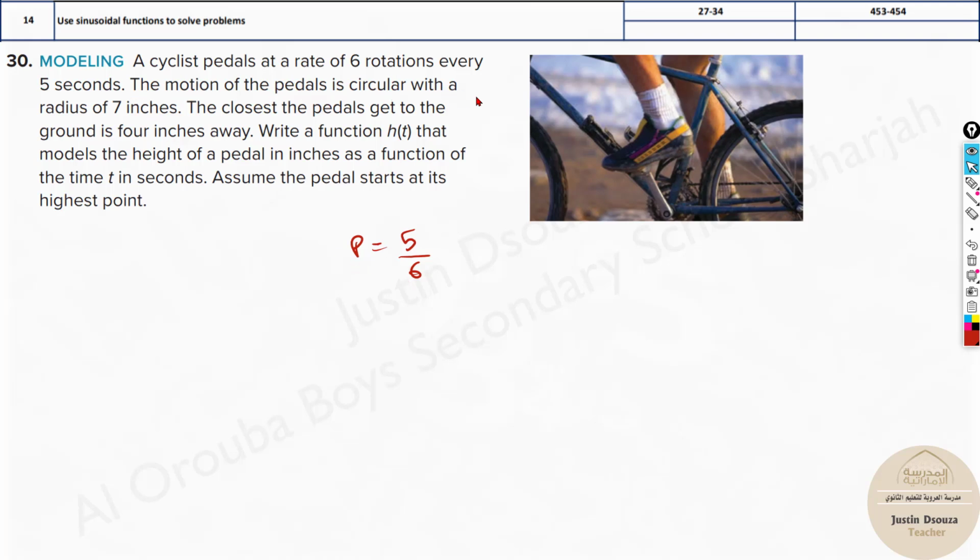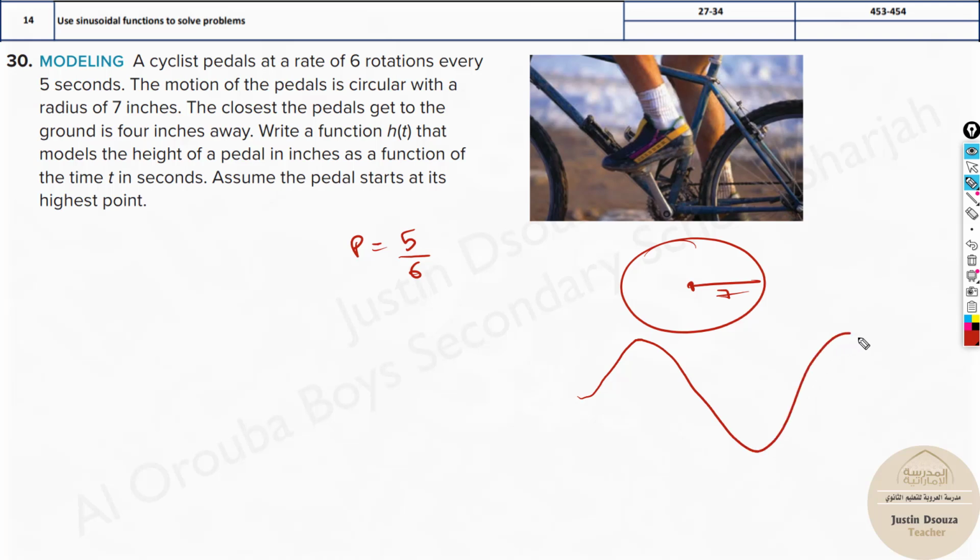The motion of the pedal is circular with the radius of 7 inches. Now, this motion is circular, 7 inches. Now, if you do it in a sine graph, go 7 up, 7 down, 7 up, 7 down. So this is how it occurs. Now what you can do is directly take that as the amplitude. 7 up and 7 down, isn't it? So amplitude A is 7.